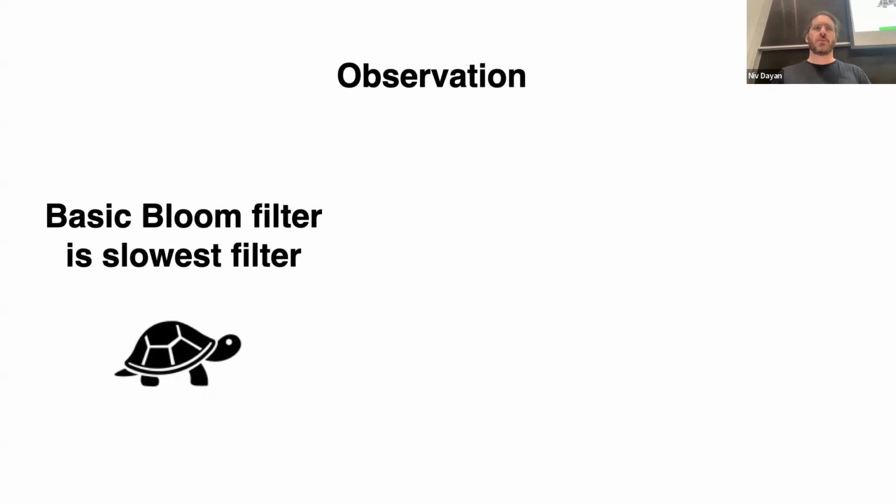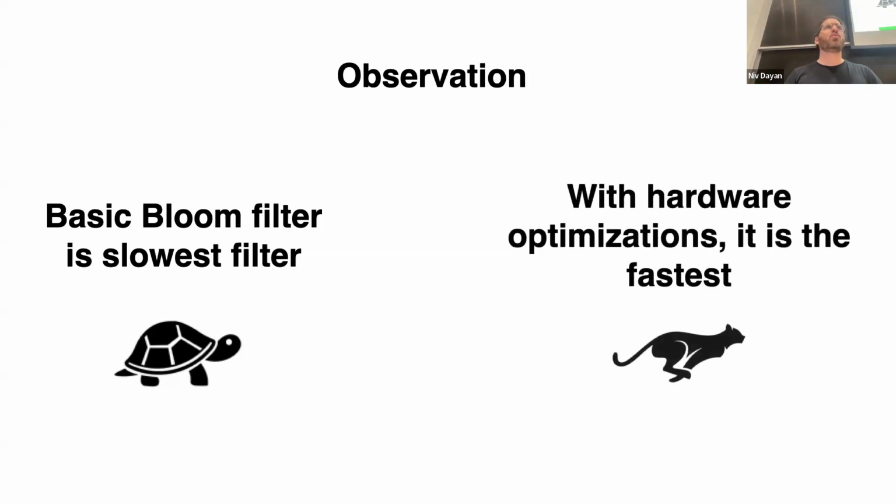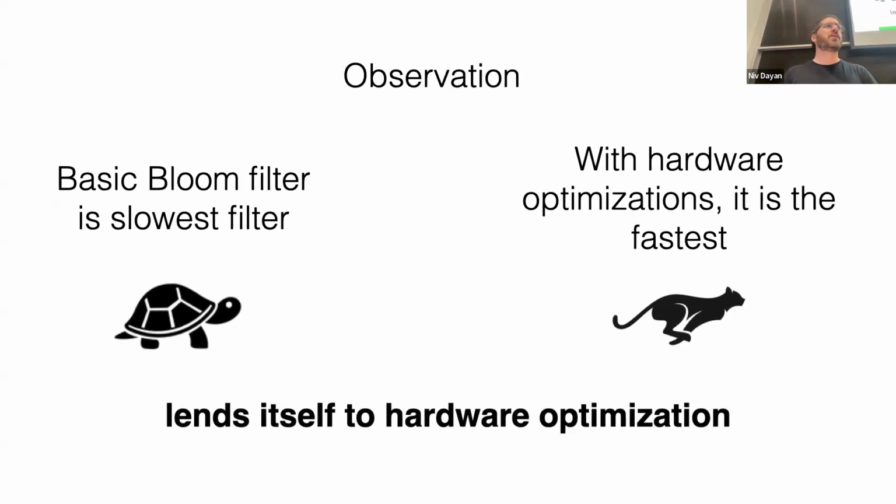So here's an observation. The basic Bloom filter is actually the slowest kind of filter that there is. If you compare it to any other filter that is actually in use today, the bare bone Bloom filter that we've seen so far is the slowest because of these random cache misses that it has to perform. But interestingly, with the hardware optimizations that we're going to see, it actually becomes the fastest. And as we'll see, there are aspects of the Bloom filter that really lend themselves to hardware optimization, much more so than other filters that we'll see.